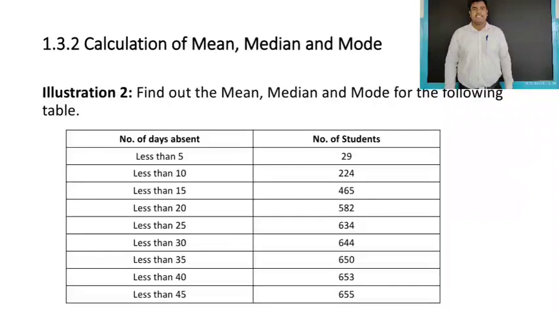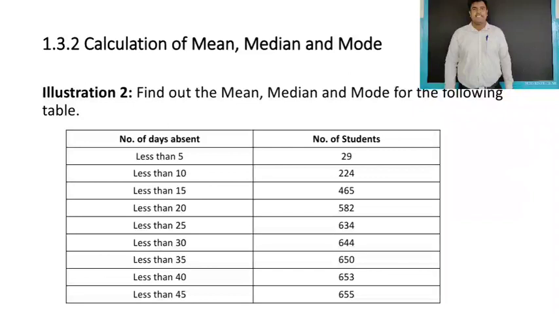Now we shall see one more illustration for the calculation of mean, median and mode. Here the information is given in the form of less than. Number of days absent is one column and number of students is the other. Less than 5 days there are 29 students. Less than 10 days there are 224 students. Now I need to convert this into class intervals. So when it is less than 5, I'll have the class intervals as 0 to 5, 5 to 10, 10 to 15, 15 to 20 and so on up to 40 to 45.